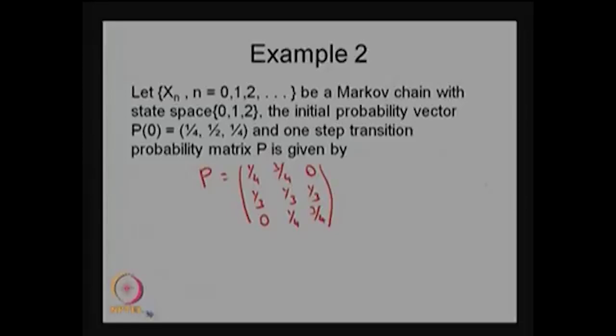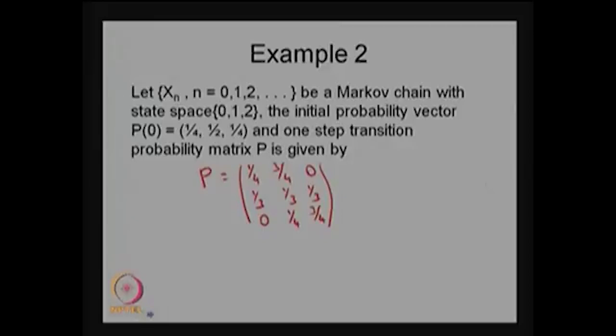Now, we will move into the next example. This is an abstract example in which X n is a discrete time Markov chain. The default discrete time Markov chain is always time homogeneous. So, this is a time homogeneous discrete time Markov chain with the state space 0, 1 and 2.